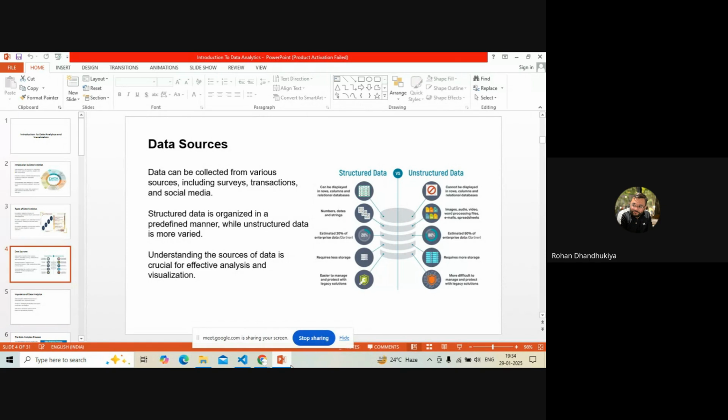Sir, string would be one string. What is the meaning of string? Numbers, dates, and strings, in structured data, second line. What is the meaning of strings? Means you are talking about strings in the structured data. String, it's simple.